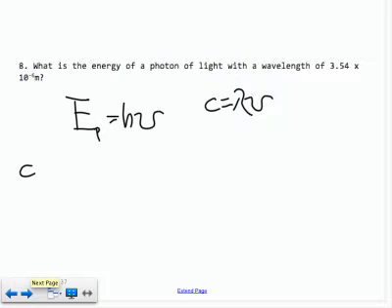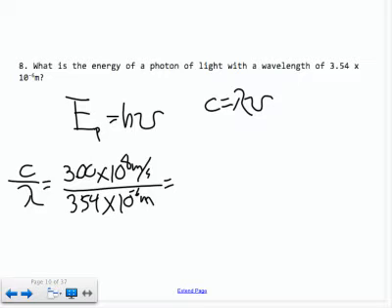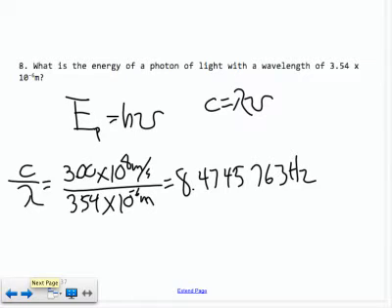So to find the frequency, we're going to take the speed of light divided by the wavelength, which is the speed of light 3.00 times 10 to the 8th meters per second, divided by the wavelength of 3.54 times 10 to the negative 6th meters, and that gives us a frequency of 8.4745763 times 10 to the 13th hertz. And then we plug that frequency into the formula for the energy of a photon.